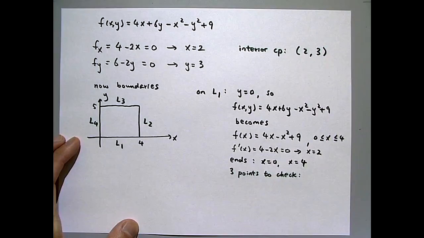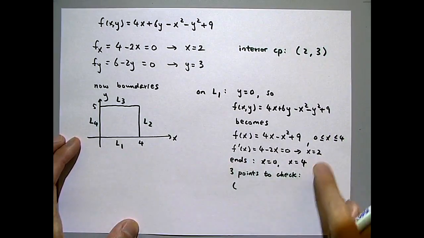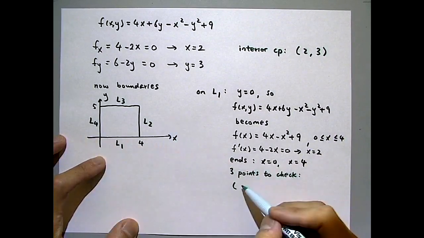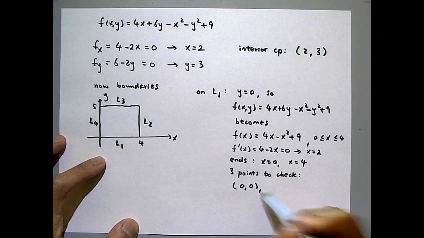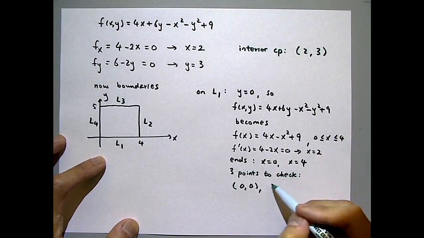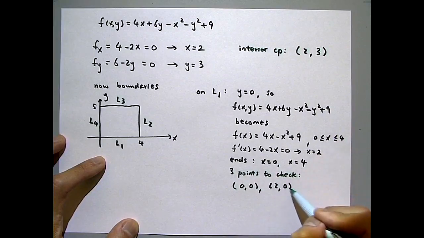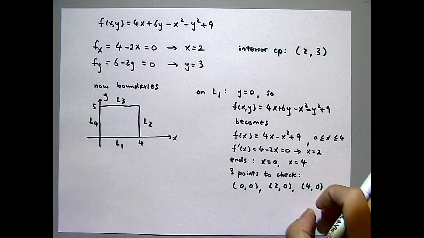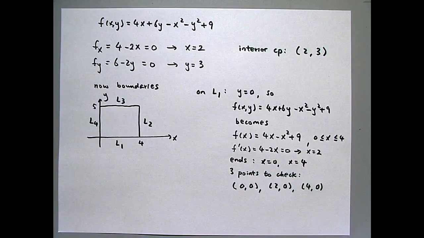Now we have 3 points to check on this boundary. The first one is at x is 0, y is 0. That's the corner. And then 2, 0. And then 4, 0. We're making a collection of points to compare later.